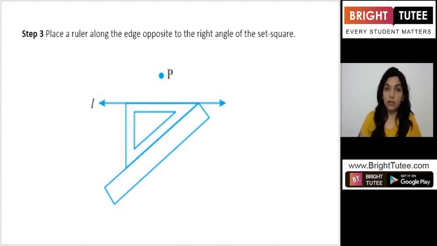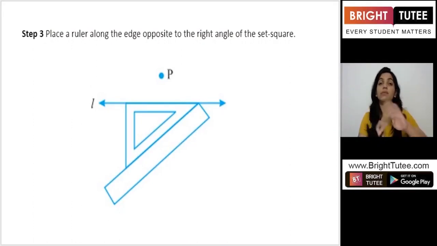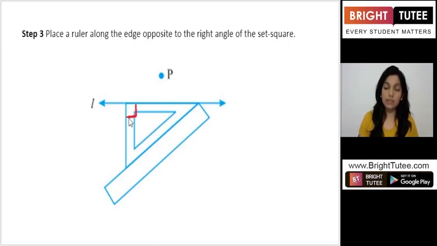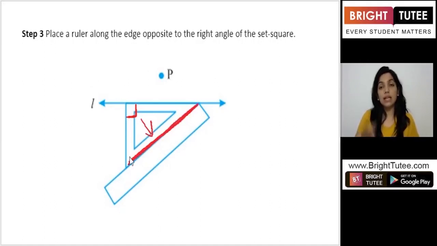I hope you remember earlier we placed the ruler first and then we kept the set square. Now what are we doing? We are first keeping the set square and then we are keeping the ruler, and we are not keeping the ruler along where we see the 90-degree angle. No, we are placing it opposite to it. So here this particular angle is 90 degrees. This is its opposite side. And along this particular line, opposite to 90 degrees, we place the ruler.